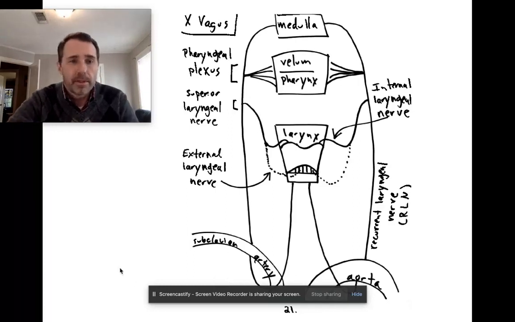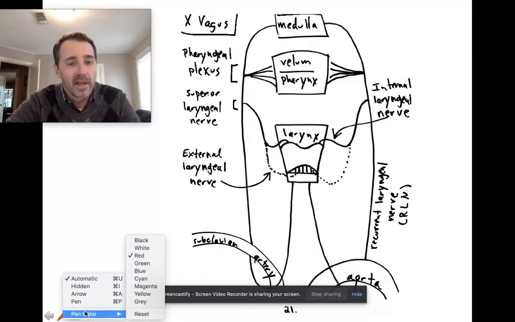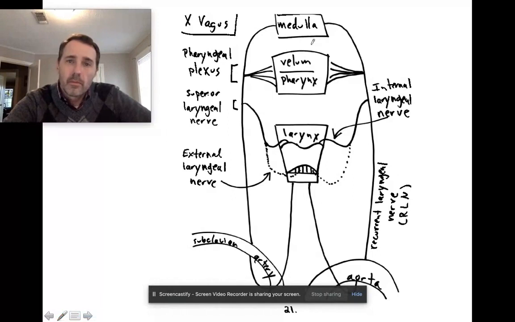Let's take a moment and zero in on the vagus and learn the anatomy of the vagus this semester. General anatomy of the vagus, those parts of the vagus at least that are important to the speech language pathologist. There's a lot more of the vagus that deals with other parts of the body that don't concern us. We're not going to learn those.